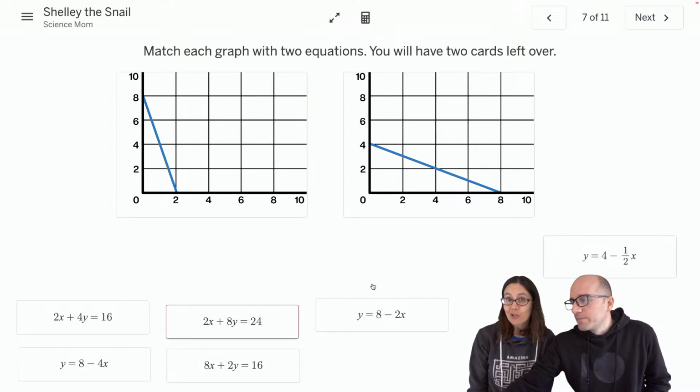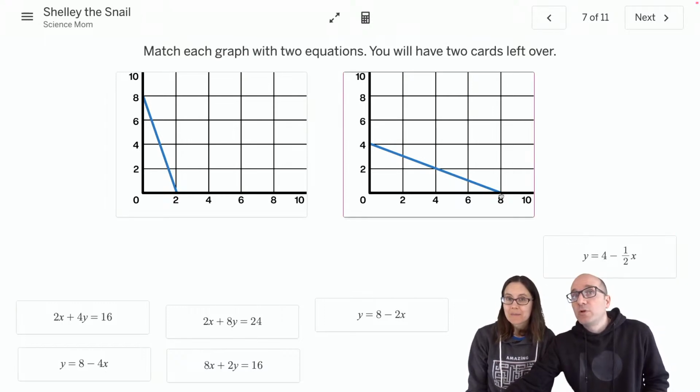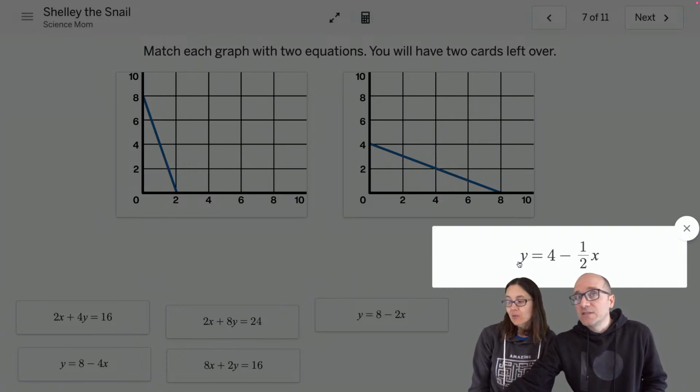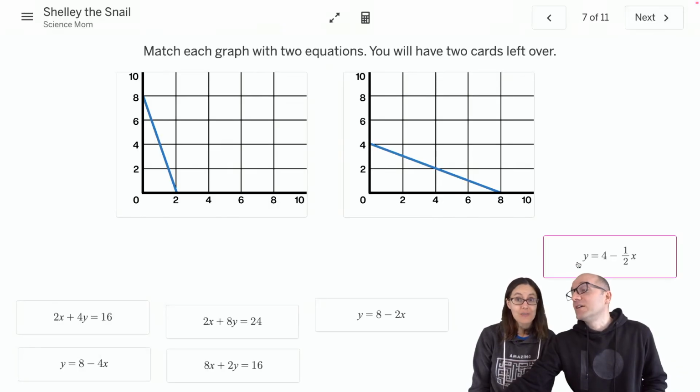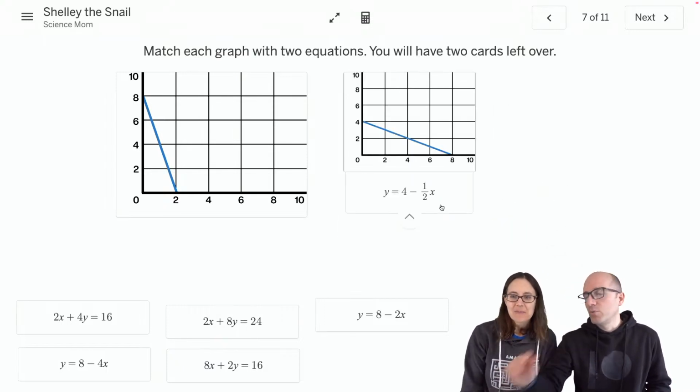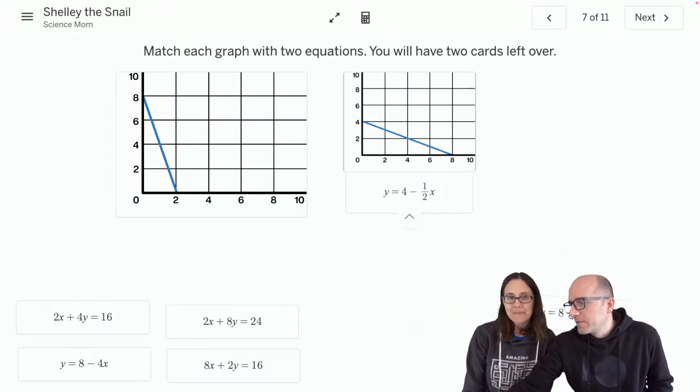Okay. But can't we just match it right now? Well, no. Just because you know one point doesn't mean that the whole line matches, right? So to test it, we would maybe look at the other point. So we have 8, 0, this point down here. If I plug in 8 for x and 0 for y, I would get 0 equals 4 minus half of 8, which is 4. That one does work. Okay, yay. But you have to test 2 points. You can't just check 1 point. Okay, good to know. Okay, this one didn't work.